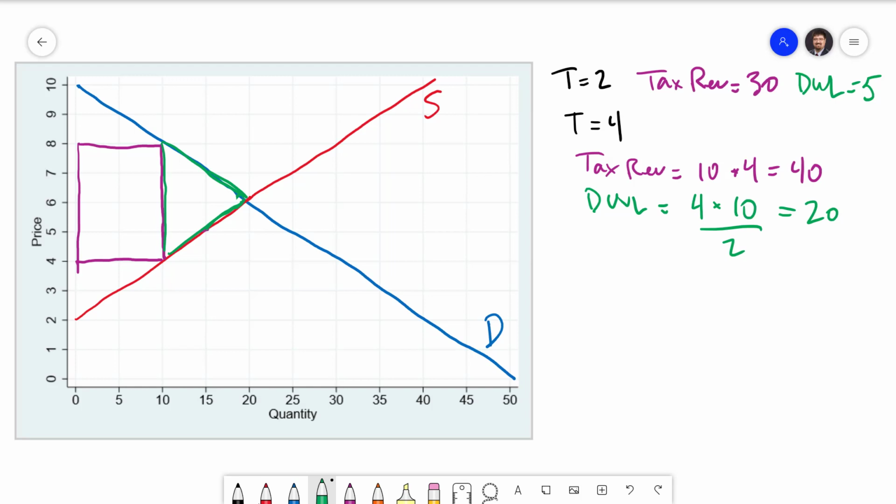Comparing this to the deadweight loss from when the tax was 2, this has quadrupled. This is a general result. When the tax doubles, the deadweight loss will more than double. When we have linear supply and demand like this, it's going to quadruple. The reason for that is that when we double the size of the tax, we are doubling the base of the triangle, but we are also doubling the height of the triangle. So the area is going to be 4 times.